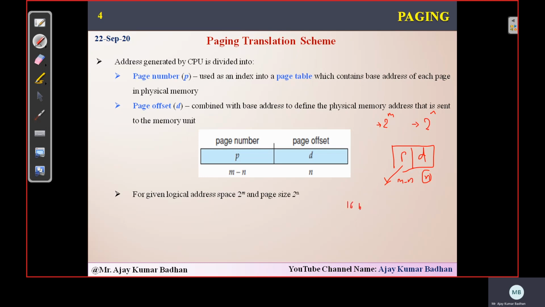We have taken 16 bits. Your page address, what we call the logical address, is 16 bits. So that is 2 to the power 4, and then we have set a page size of 4, that is 2 bits, that is 4 bytes, that is 2 squared bytes. So that means we can see what the page number is: m minus n.